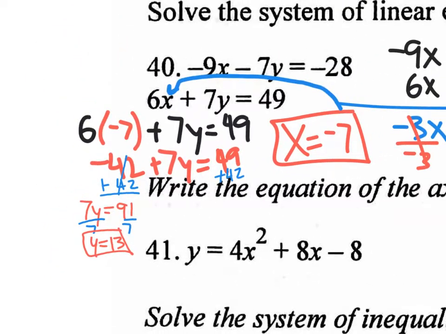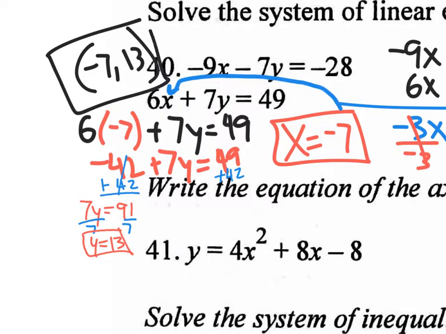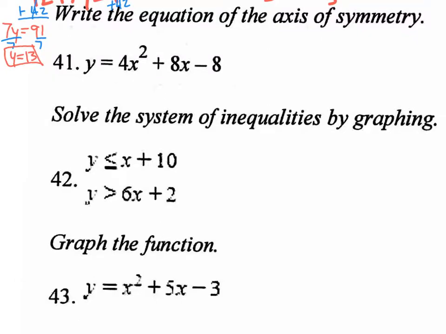And I'll tell you this, on the multiple choice, they're probably going to give it to you as a coordinate because a coordinate is an x and a y value, negative 7, comma 13. That would be your answer for number 40. Number 41, write the equation of the axis of symmetry. You guys even remember what the axis of symmetry is?